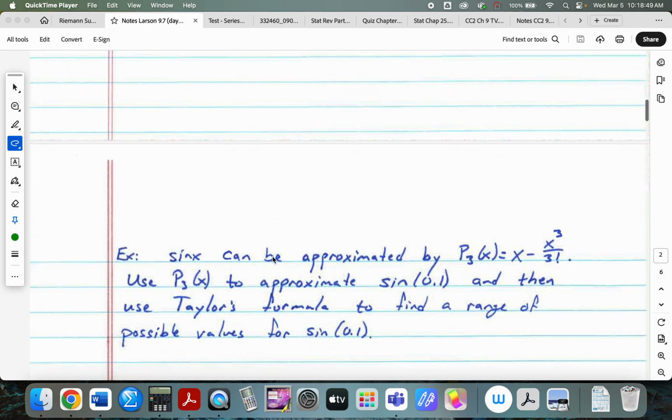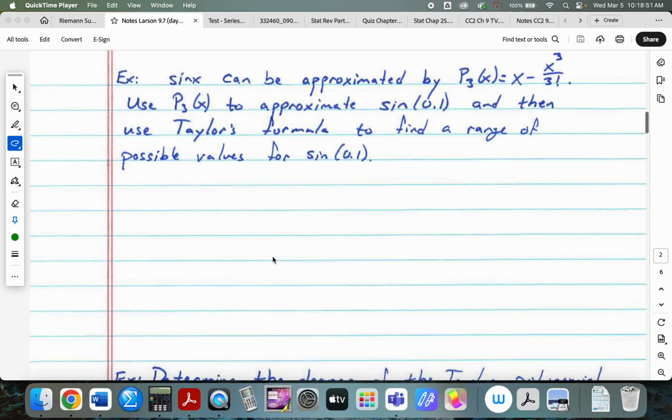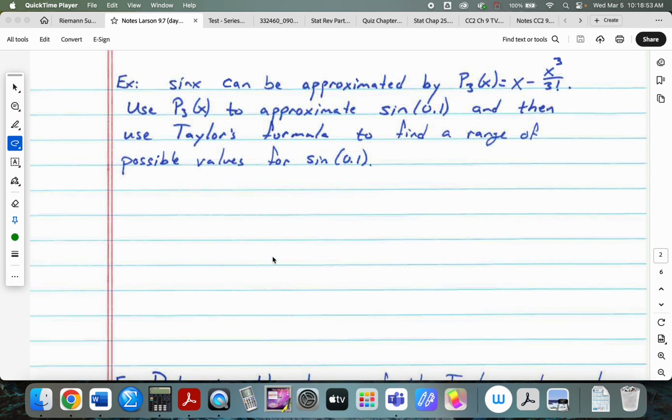All right, so for example, sine of x can be approximated by p sub 3 of x is equal to x minus x cubed over 3 factorial. So first, use p sub 3 of x to approximate sine of 0.1. I'm just going to stop there and do that. So sine of 0.1 is approximately equal to p sub 3 of 0.1.